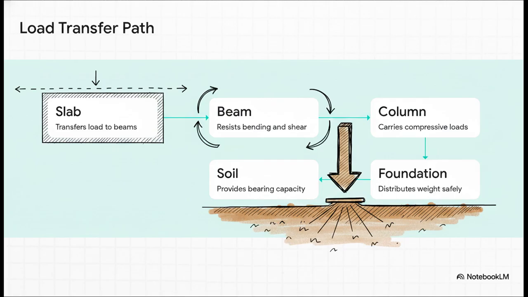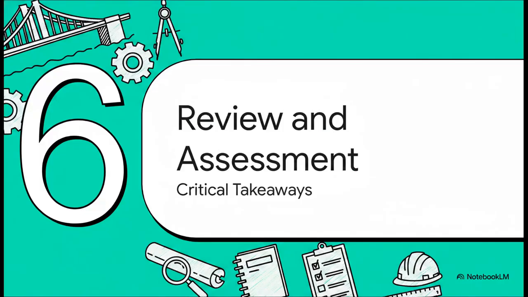Now, this flowchart illustrates the absolute fundamental load transfer path. And yes, you will definitely want to memorize this for your exams. Weight flows horizontally from the slab over to the beam, which resists the bending. The beam then transfers that weight into the vertical column, which takes on the compressive load. From there, the column pushes straight down into the foundation, which safely distributes all that accumulated weight over a much larger area. Ultimately, the load dissipates right into the soil without exceeding the Earth's bearing capacity. Slab to beam to column to foundation to soil. Simple as that.